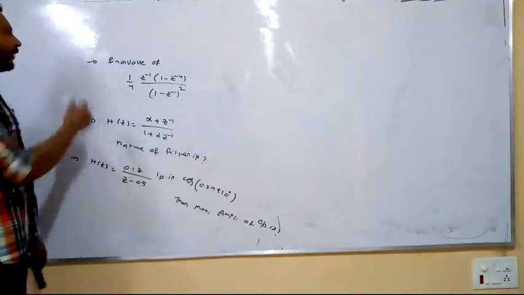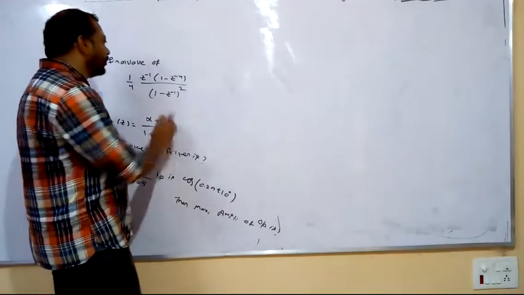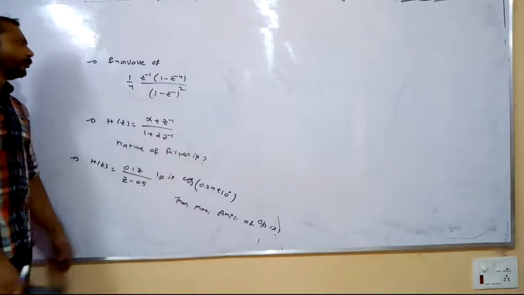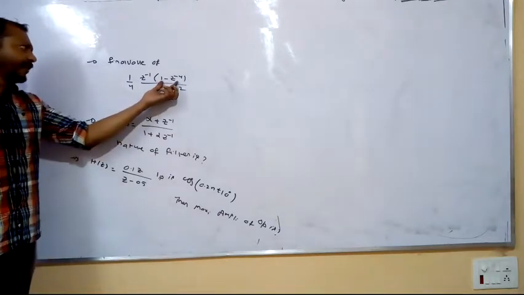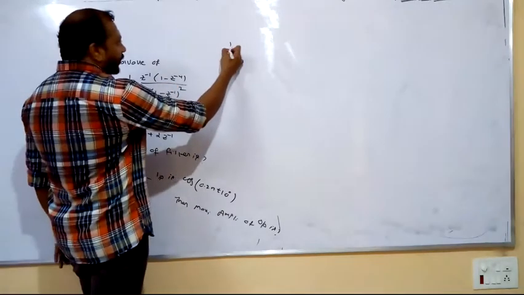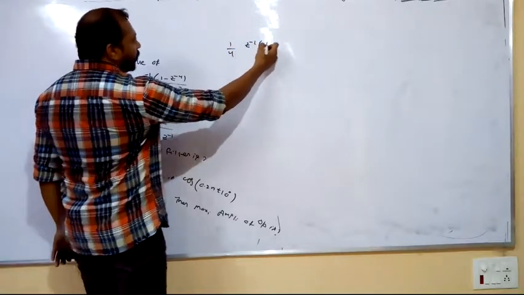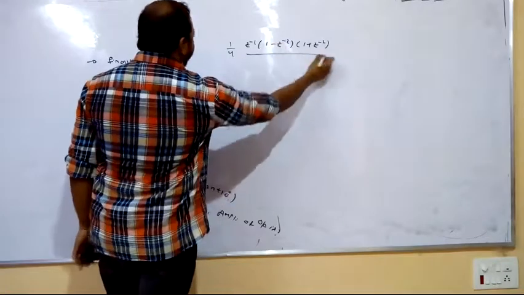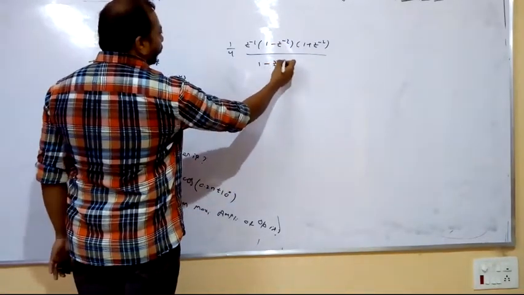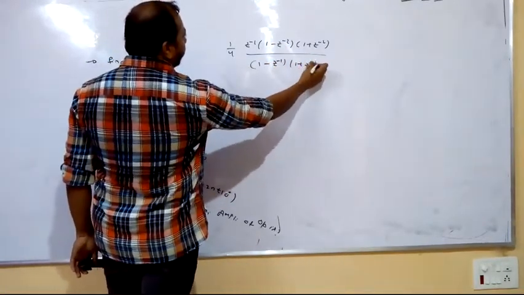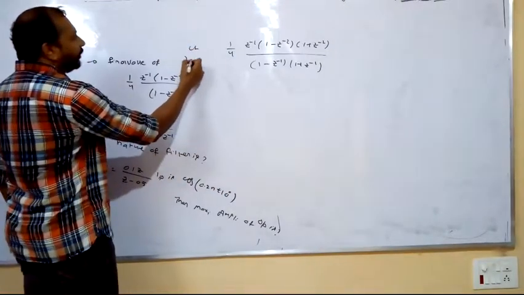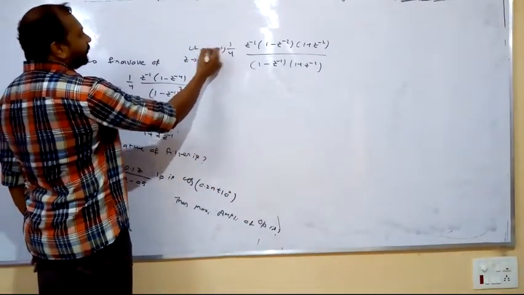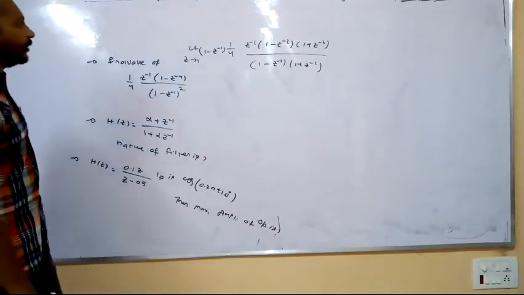Now, what is the final value of this one? This one they have given, and this was already told to you. If the expression is 1 minus z to the power minus 4, then try to write it down as 1 minus z to the power minus 2 multiplied with 1 plus z to the power minus 2, divided by 1 minus z to the power minus 1 into 1 plus z to the power minus 1. The corresponding final value is the limit z tending to 1 of 1 minus z inverse multiplied with this one.